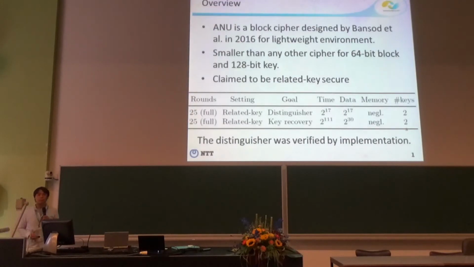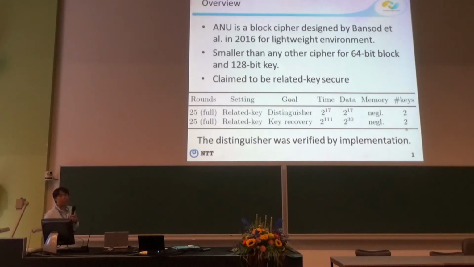So this is a one-page overview. ANU is a block cipher recently designed by Bansod et al. in 2016, and it is smaller than any other cipher with a 64-bit block and 128-bit key. So I was really interested in its security. And the designers claimed related-key security for this cipher.